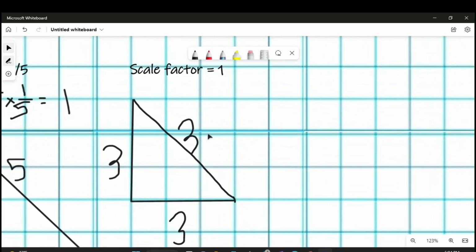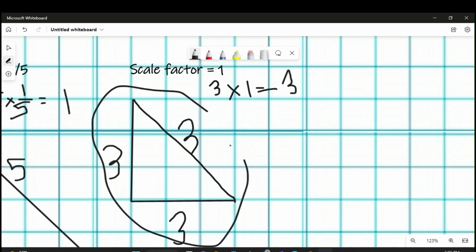Scale factor for this shape is going to be 1. So as you know, we have to multiply the side lengths by the scale factor. 3 times 1 equals 3. And just note that if the scale factor of a shape is going to be 1, the shape is going to stay the exact same original way. So technically, this would be the exact same shape.